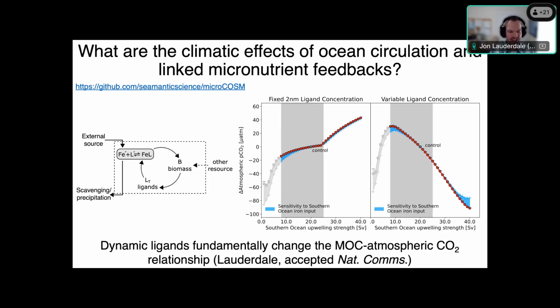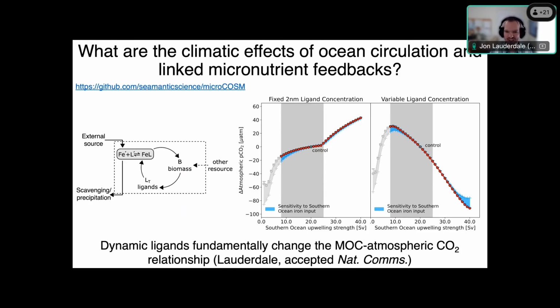But what about in the future, where the MOC, the overturning circulation, is projected to decline, particularly in the Southern Ocean, associated with glacial runoff from Antarctica due to melt, and also in the past, when the MOC is thought to have been reconfigured, such as in the Last Glacial Maximum?